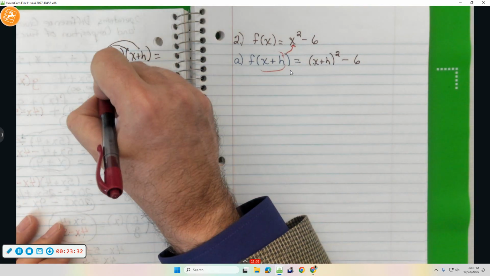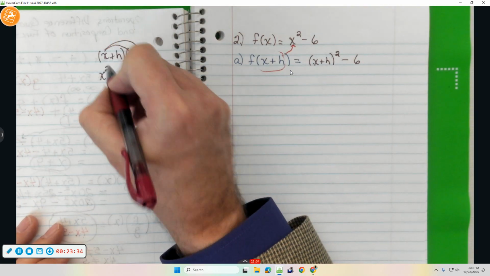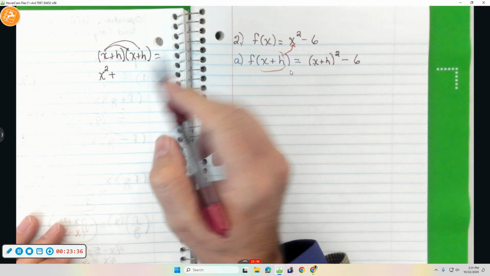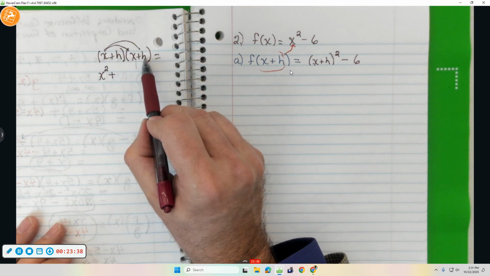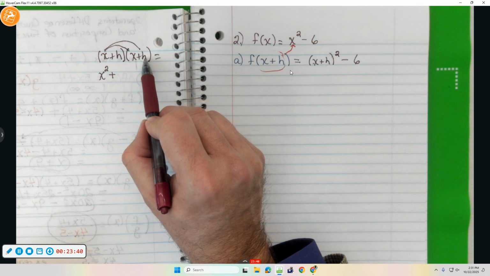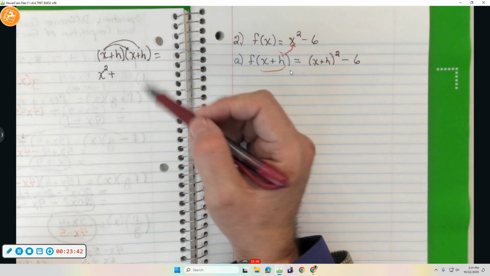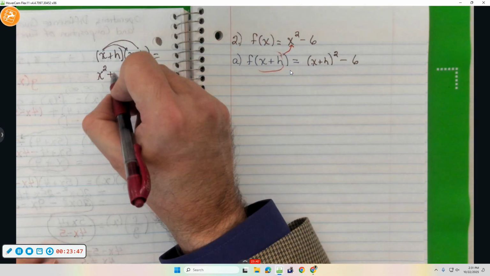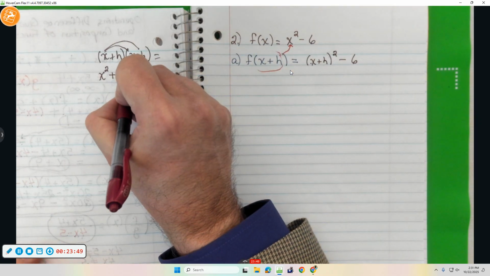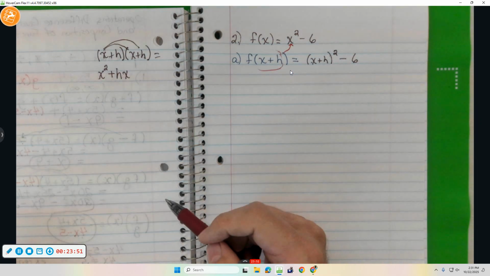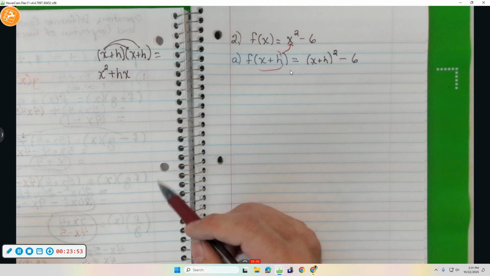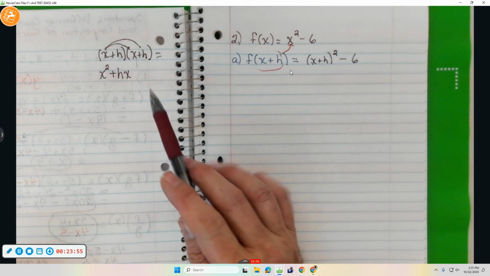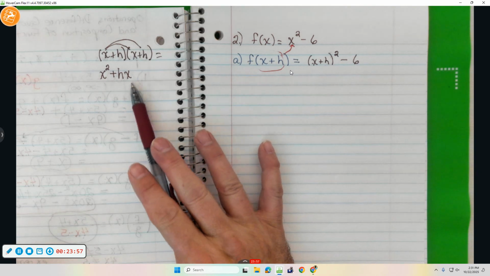I would have x squared for the first term plus xh for the outer, or hx. How do you like it, Tim? Alphabetical order. Okay. If your term has 2 different letters, always write those letters in alphabetical order, so you can spot the like terms.